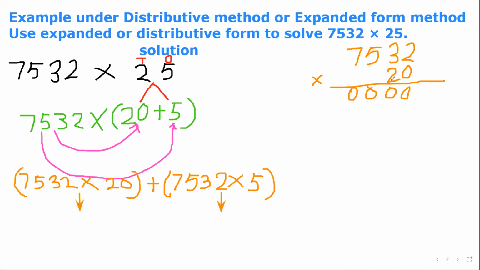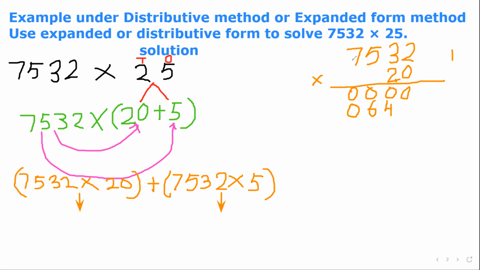Then we are left with the 2. The 2 times 2 must be recorded under the 2. So the 2 times 2 will give you 4. 2 times 3, 6. 2 times 5, 10. You write the ones of the 10, remainder 1.